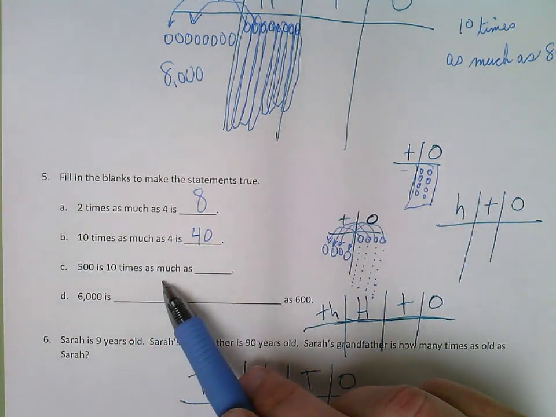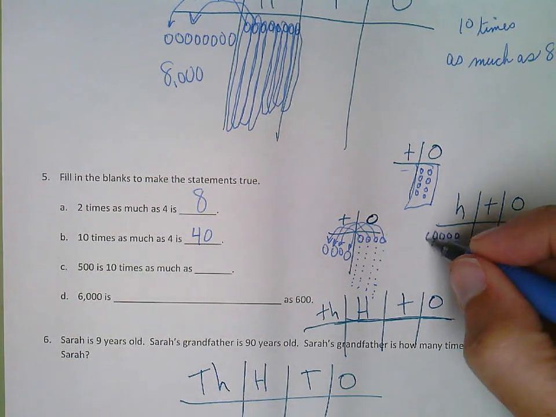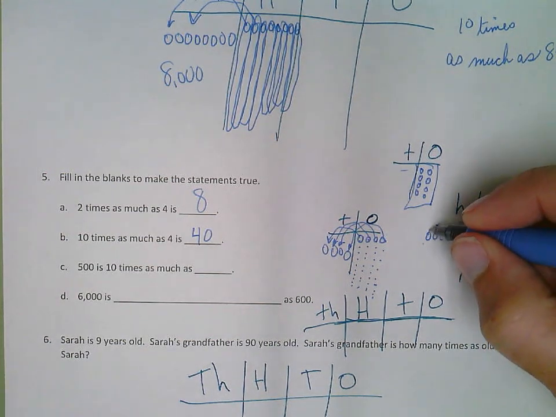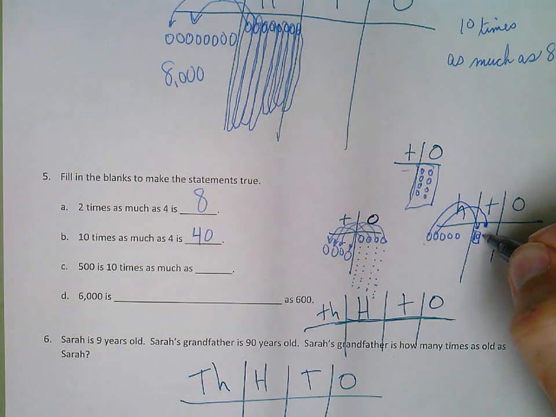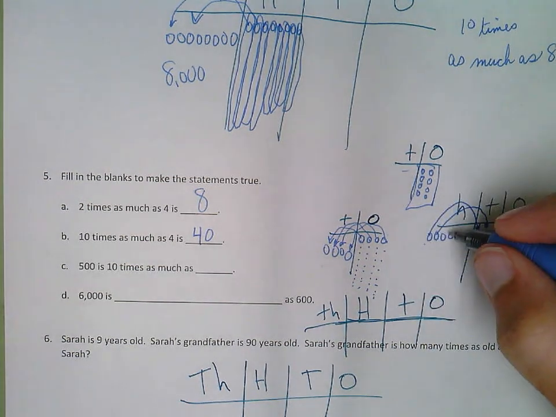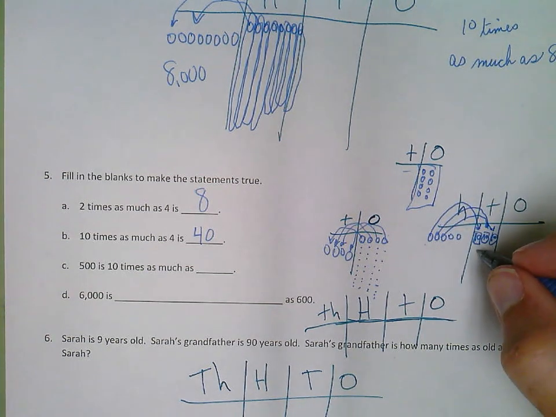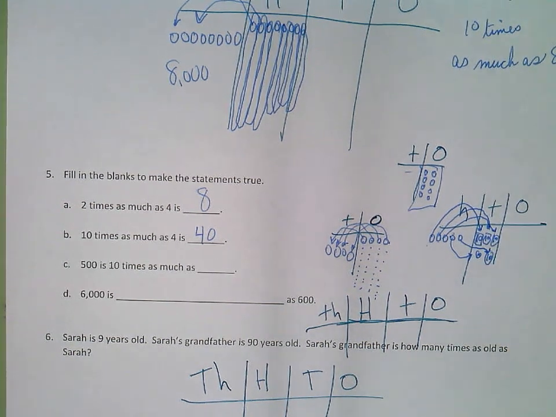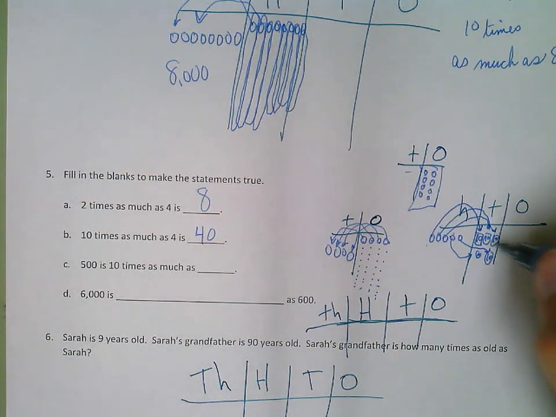500 is 10 times as much as, so 500. So I have 1, 2, 3, 4, 500 there. And if I take that 100, that is going to be 10 tens. So here's 10 tens, another 10 tens, and another 10 tens. So 1, 2, 3, and 2 more. Another group of 10 tens and another group of 10 tens. So that would give me 500 is 10 times as much as 50.